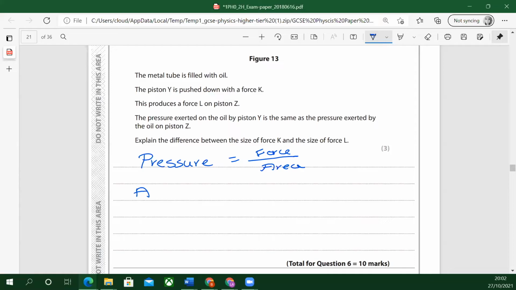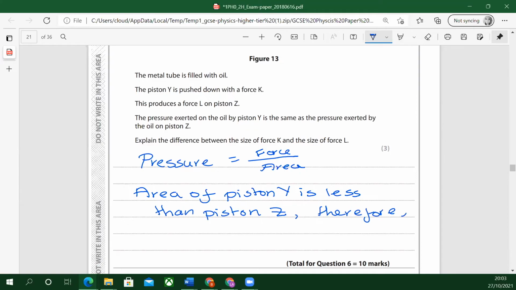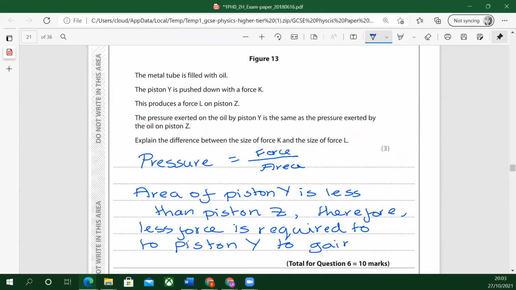The area of piston Y is less than piston Z. Therefore, less force is required to be put on piston Y to gain an equivalent force on piston Z.